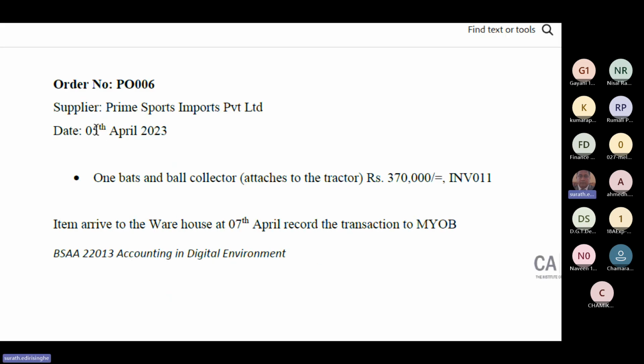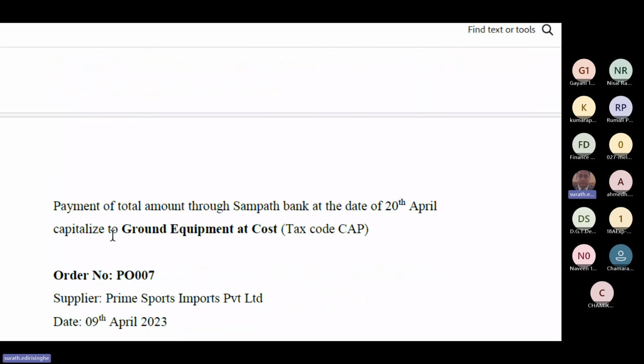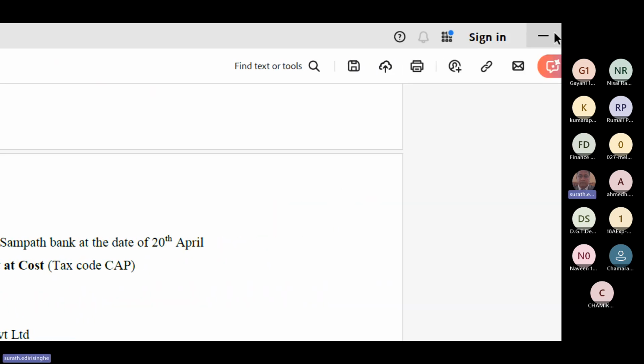Originally ordered on April 5th, arrived on 7th April. Record this transaction on May. And payment on 20th. And also capitalize to the ground equipment at cost. Again, shall we start to record this transaction?